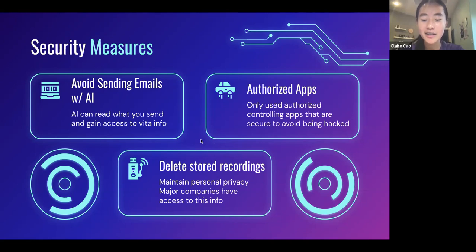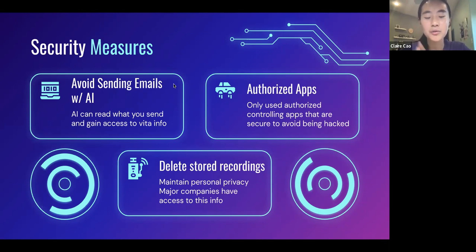Okay. And then delete stored recordings. I mentioned this earlier, but sometimes other AI can record you and you should delete them. There are settings to do that. That's for personal privacy, and also major companies have access to this information. So yeah, that's kind of weird if major companies have access to what my voice sounds like. I don't think they need to know that.